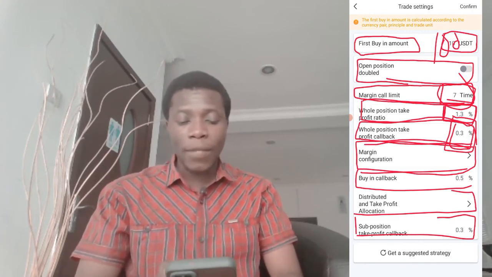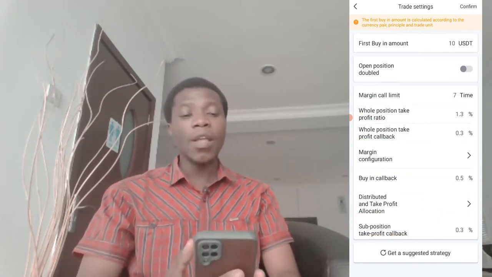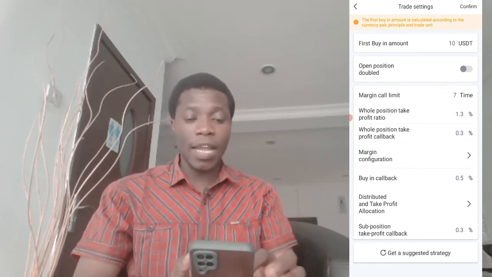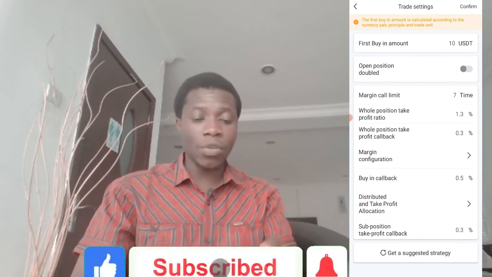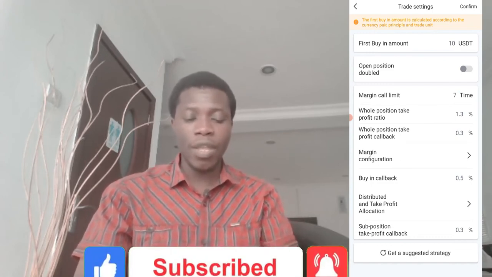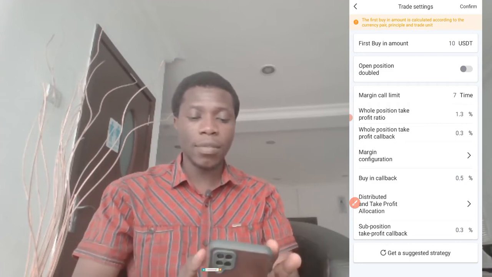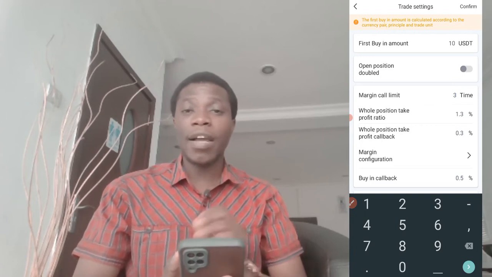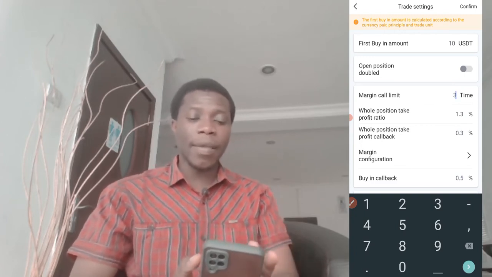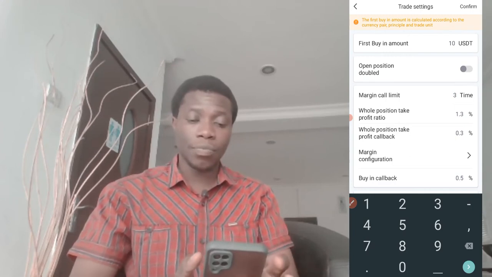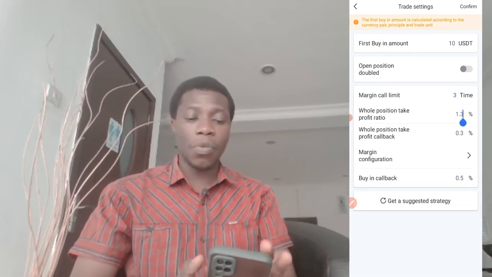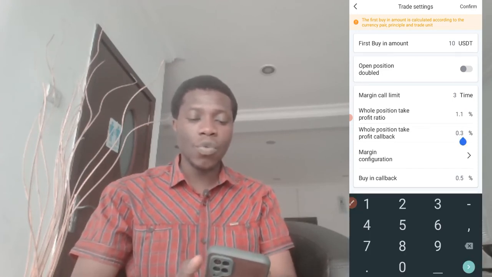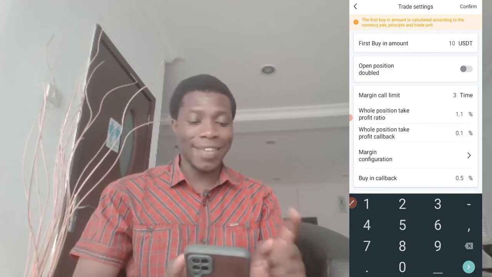So let's go. I'm going to clear this off now. So if I'm going to do $10, then I want to trade. Let's say I want to trade for 3 times. So I'm going to change this to 3. Okay, 3 times. All right, I want to trade for 3 times. Then I want my percent to be just 1.3 or 1.1 even. I'm going to change this one to the setting I'm doing. You can always use it like this.